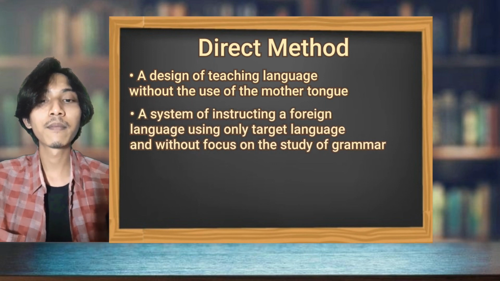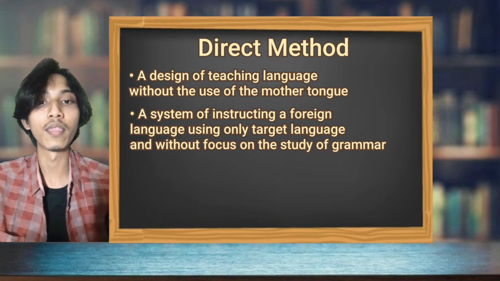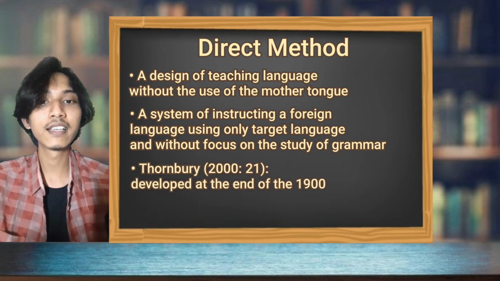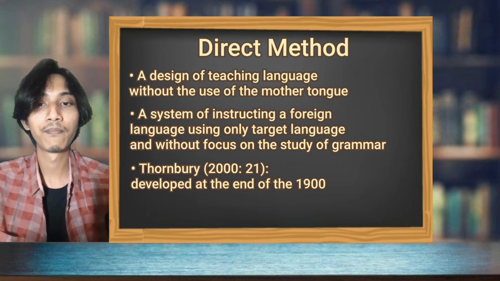Simply, the direct method is a system of instructing a foreign language using only that language and without focus on the study of grammar. According to Thornbury, this method was developed at the end of the 19th century and challenged the views on grammar teaching held by the grammar translation method.